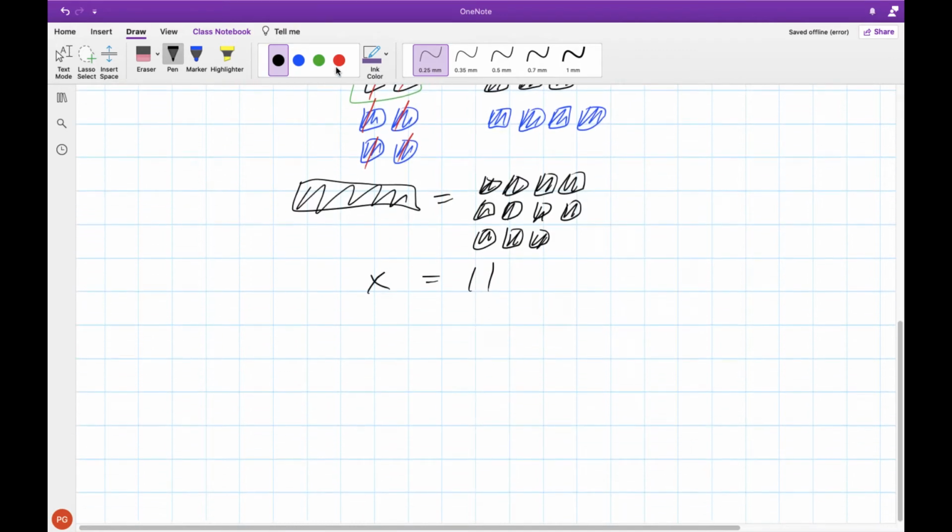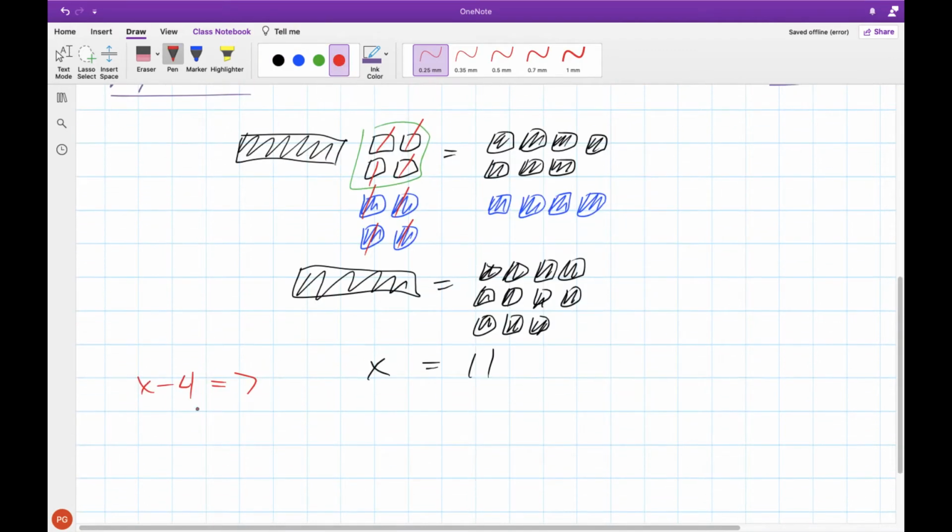We could also solve this equation without tiles. But for this, we would use the same steps. Here we added 4 on both sides. We're going to do the same thing using this equation. We're going to add 4 to both sides. This 4 and this negative 4 would cancel out, and then we would end up with x equals 11.